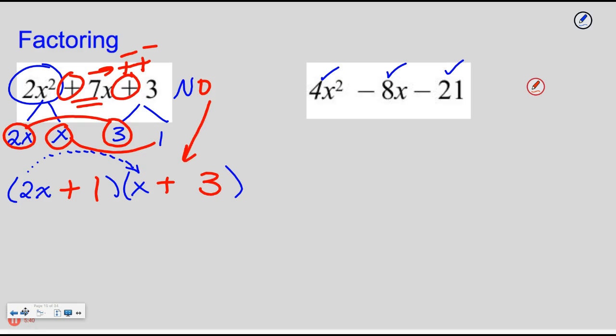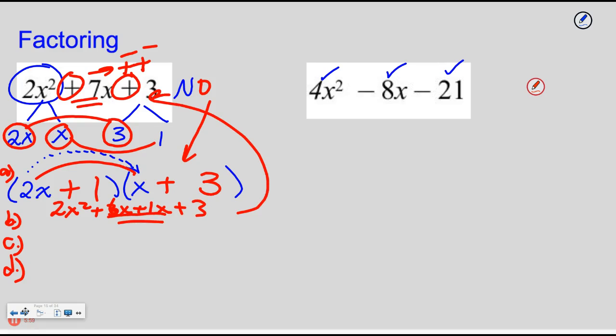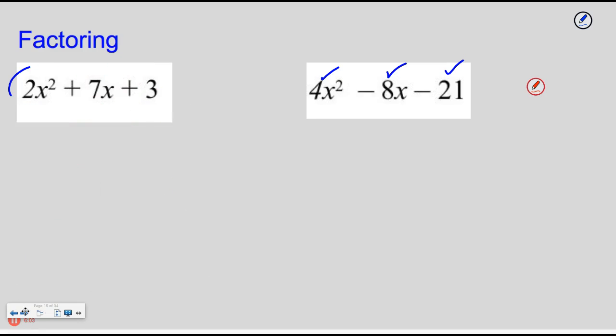By the way, though, when you're looking at the answers, you've got A, B, C, D. Worst case scenario, if you can't do it, just FOIL these and watch. 2x times x is 2x squared. Outside is 6x. Inside is 1x. Last is a 3. This does give me that. So you can always do trial and error, but that actually takes more time, and it doesn't mean you really understand what you're doing. So let's go over to this one.